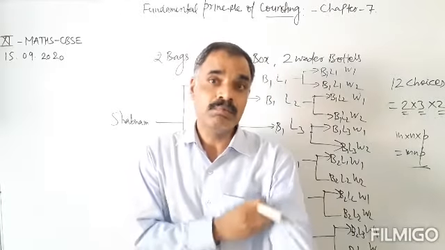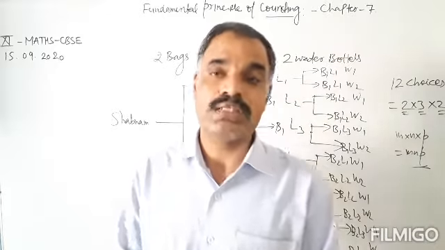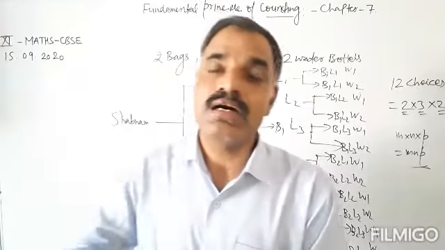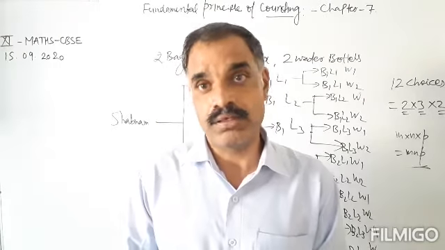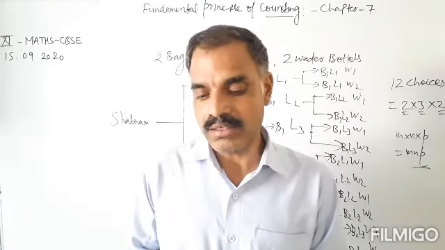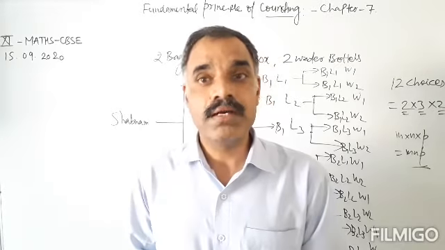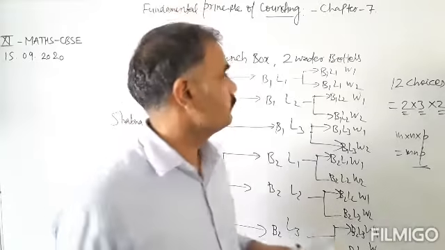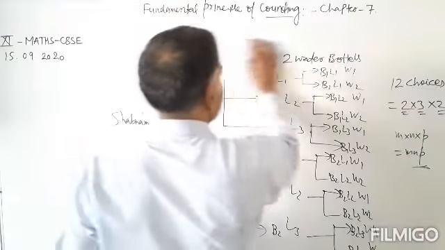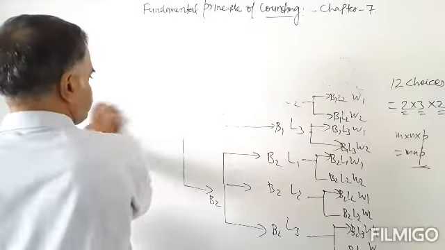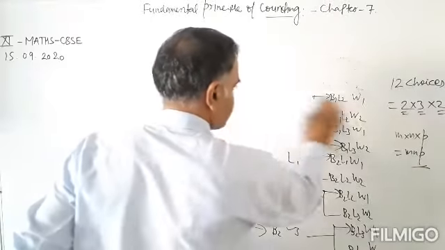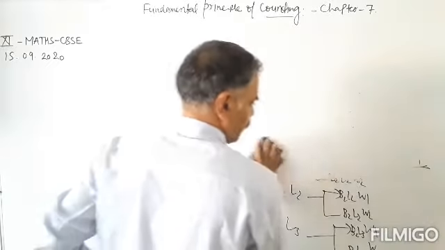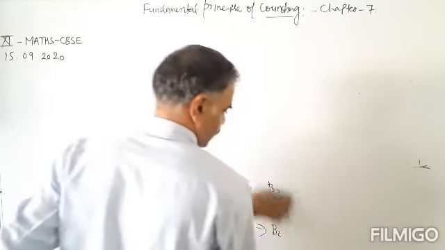Now we will take some more examples to understand this. So we will have exercise 7.1, which depends on the fundamental principle of counting. So we start exercise 7.1, question number 1.